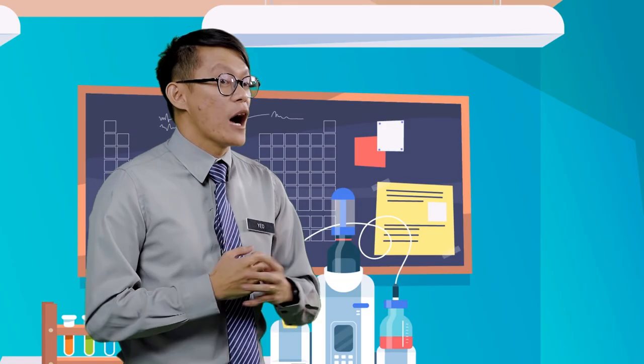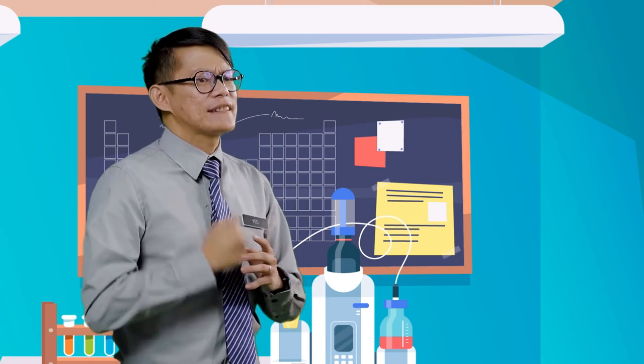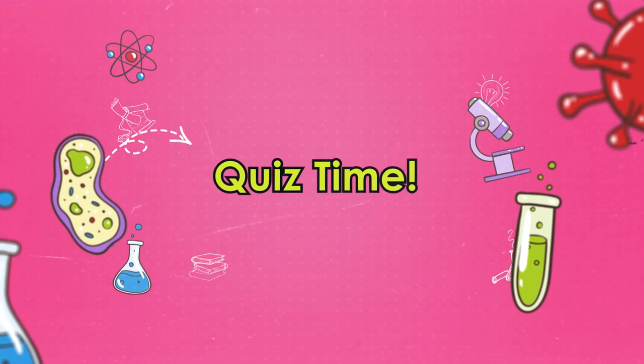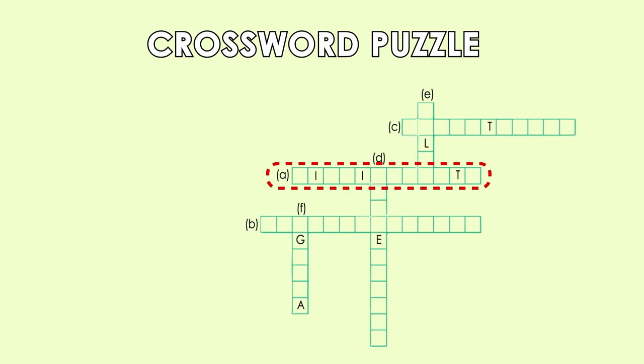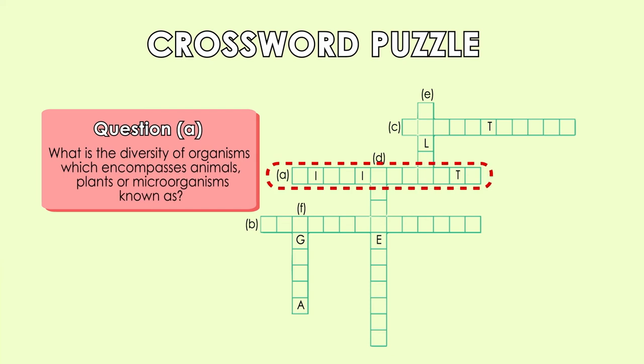Now, it is time to test our understanding. Are you ready? Let's start! The diagram shows a crossword puzzle. We are required to complete the crossword puzzle with the correct answers. Question A. What is the diversity of organisms which encompasses animals, plants, or microorganisms known as? There are 12 letters in this word. We have the letter I as the second and fifth letter in the word. Did you get the answer? Yeah! Super pupils! It is biodiversity.